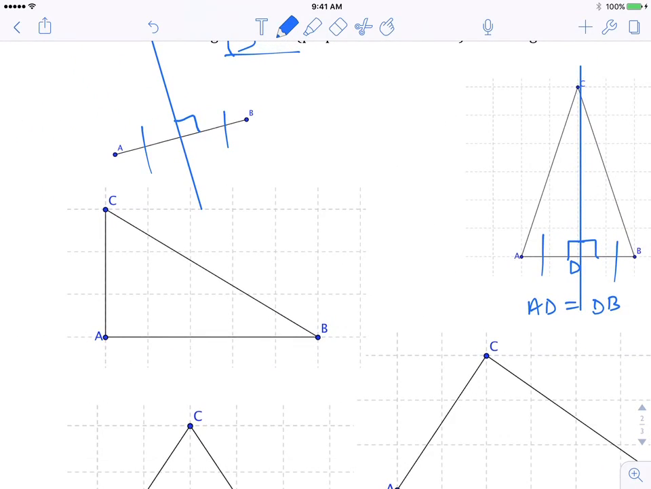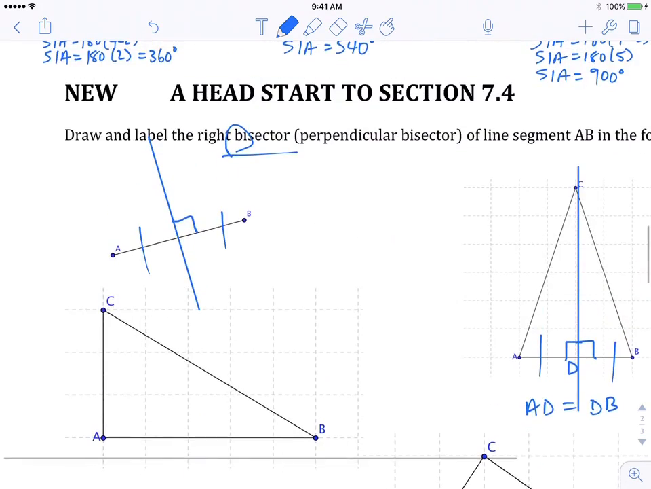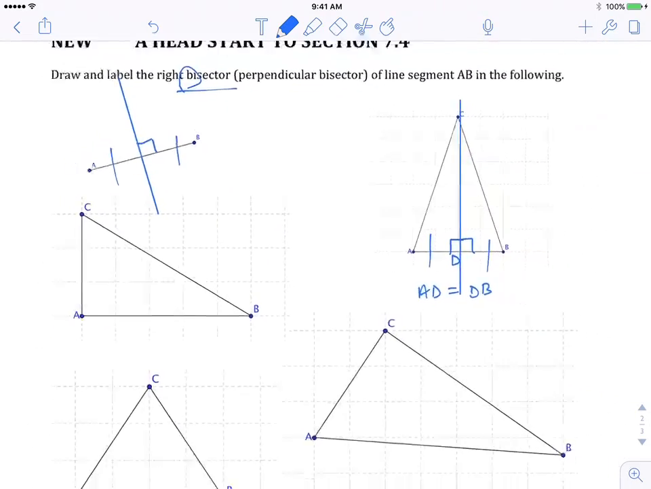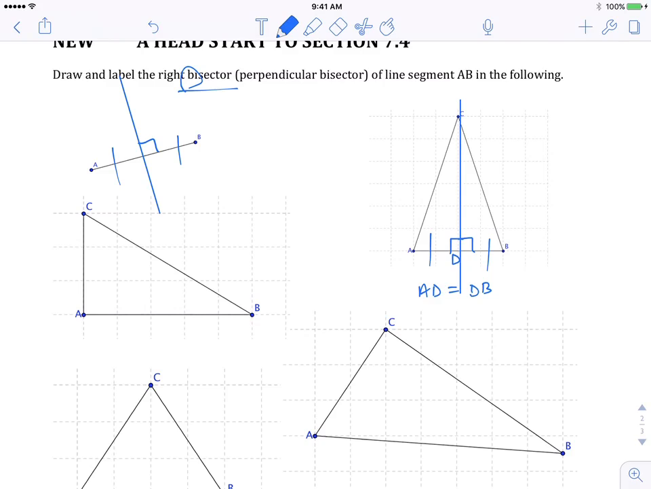And here, if I'm drawing the perpendicular bisector or right bisector of line segment AB, I would just count 1, 2, 3, 4, 5. So at the 2.5 mark, which is about there, I would have to draw a straight perpendicular line. There we go. Close enough. So that'd be a right angle, and this side would equal that side.